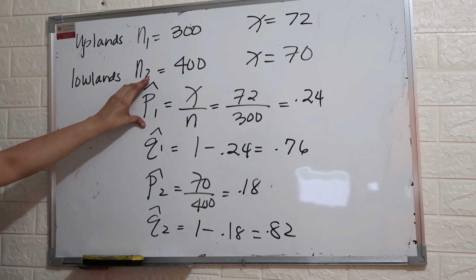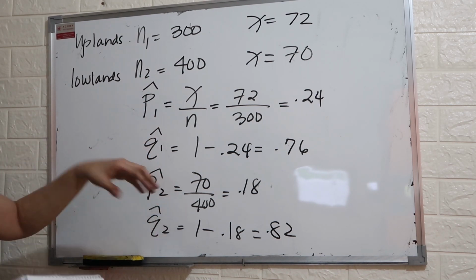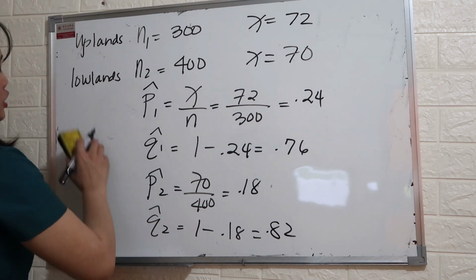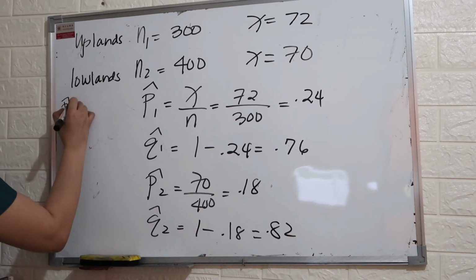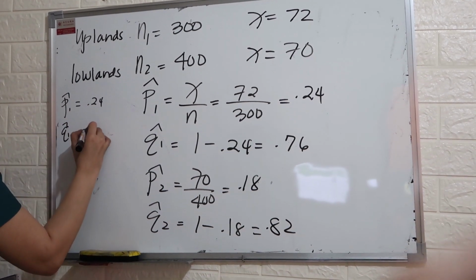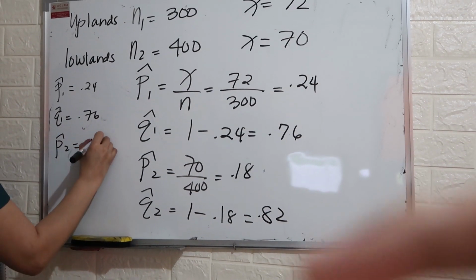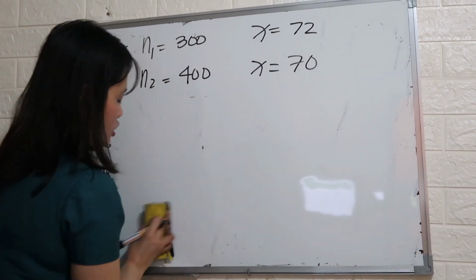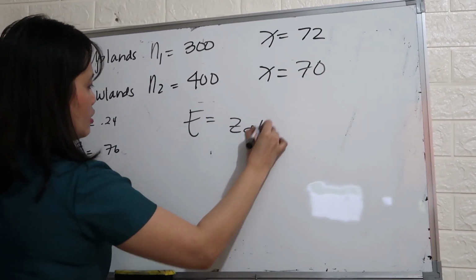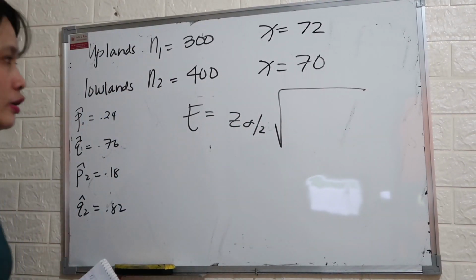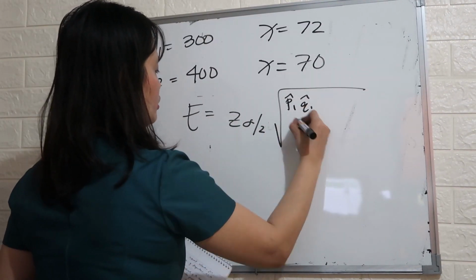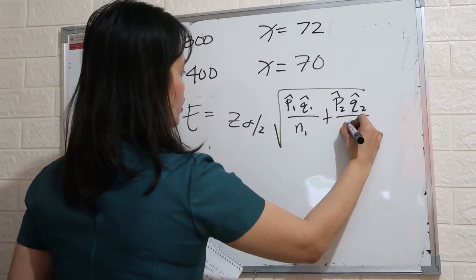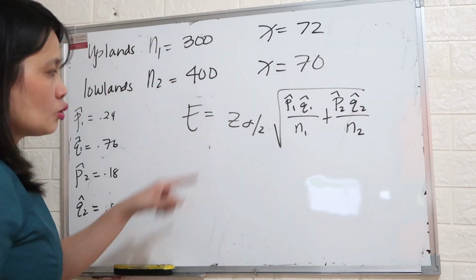Since you already have p hat sub 1, q hat sub 1, p hat sub 2, q hat sub 2, we can now solve for the margin of error. So p hat sub 1 is 0.24, q hat sub 1 is 0.76, p hat sub 2 is 0.18, q hat sub 2 is 0.82. Margin of error is z alpha over 2 multiplied by the square root of p hat sub 1 q hat sub 1 over n sub 1 plus p hat sub 2 q hat sub 2 over n sub 2. So what is your z alpha over 2?